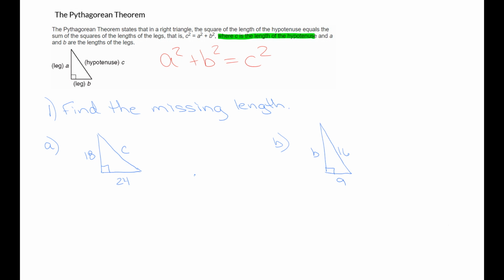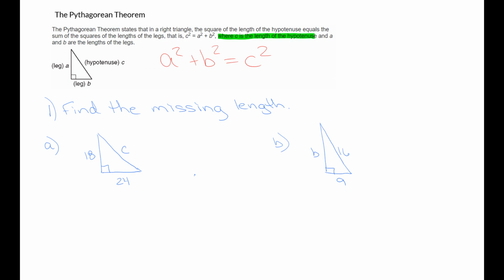All right, today we're going to do the Pythagorean Theorem. It states that in a right triangle, that's very important, only in a right triangle, the square of the length of the hypotenuse equals the sum of the squares of the legs. So a squared plus b squared equals c squared, where c is the length of the hypotenuse.